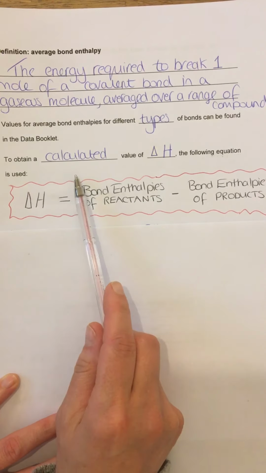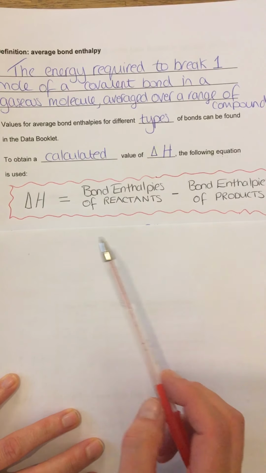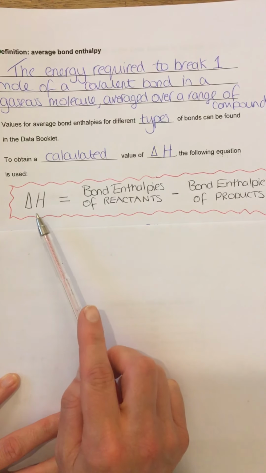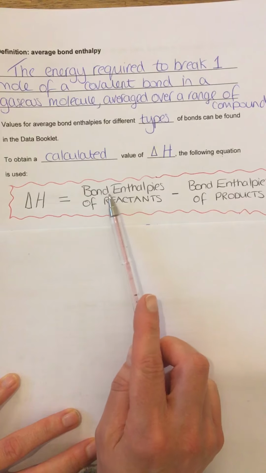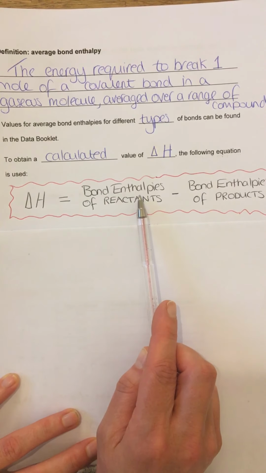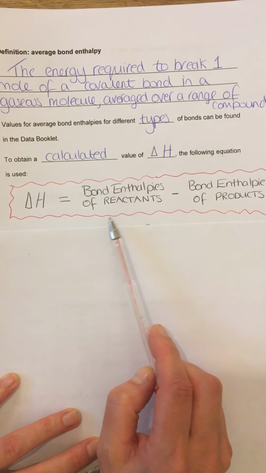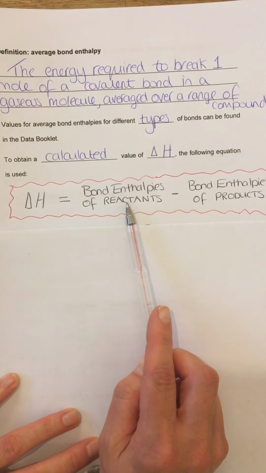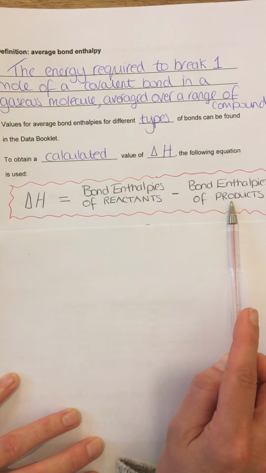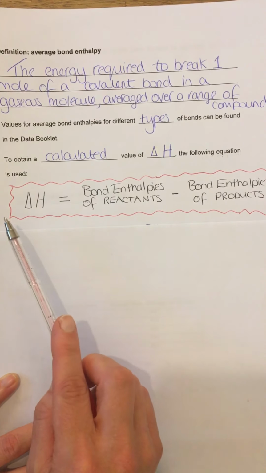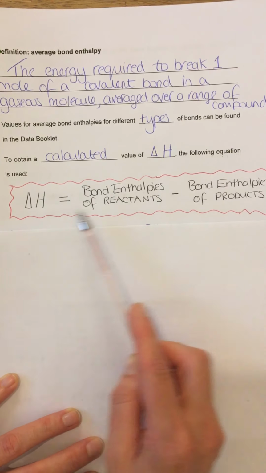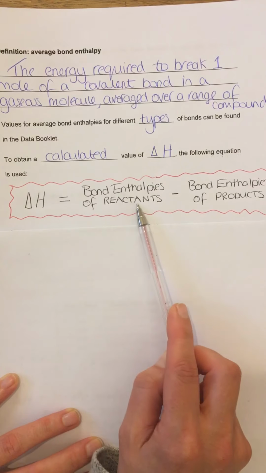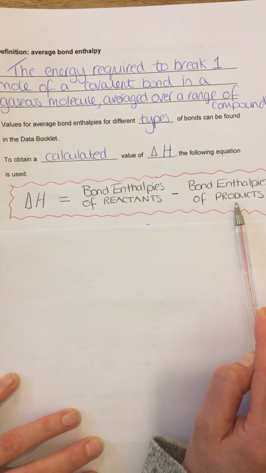So to obtain that calculated value of delta H, here's your equation. Delta H, if we look up those bond enthalpy values, either in the data book or we could be given them in a question, is the bond enthalpies of the reactants minus the bond enthalpies of the products. I quite like this one. It goes in the order that it happens in the reaction. So what happens on the left, subtract what happens on the right.